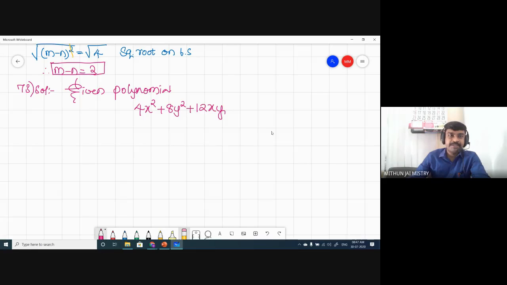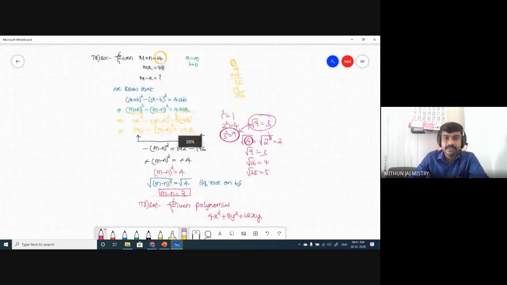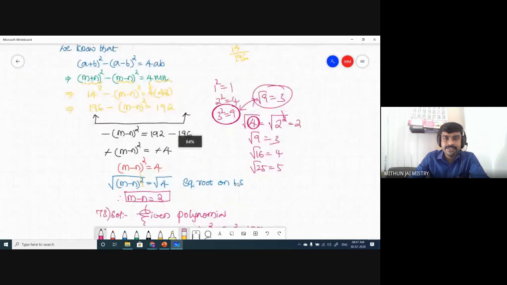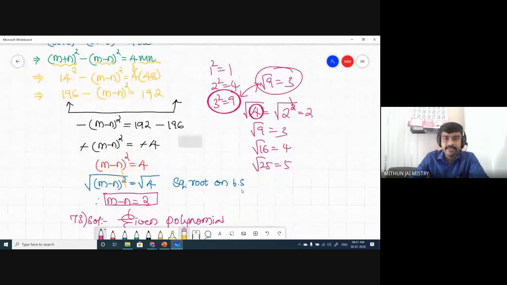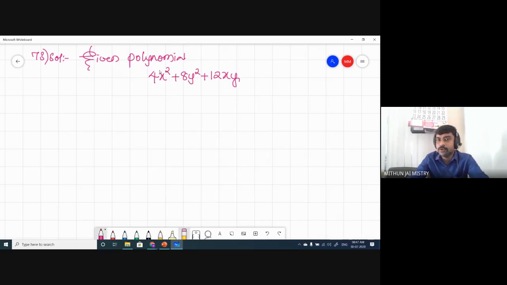Generally, before these questions, what we used to do is take the last term, which is given here as xy, that is 12xy, as the middle term, and then find what should be a and what should be b. Here 4 is 2 square, nothing but the square of 2. But 8 is not the square of any number, so it will be troublesome to find the square root of 8, or in simple manner to find the value of b.